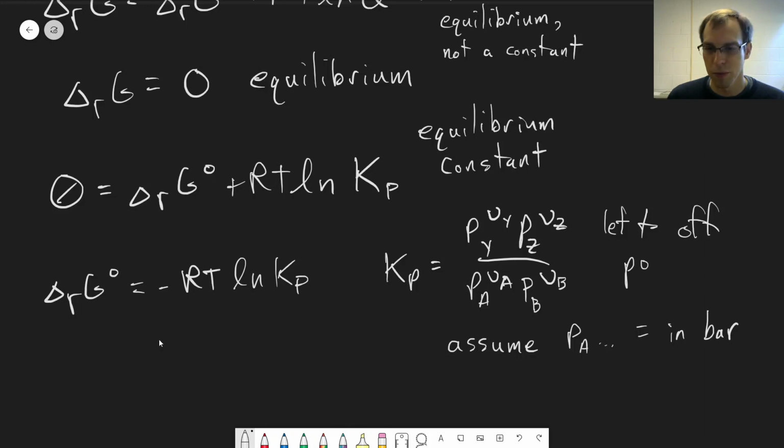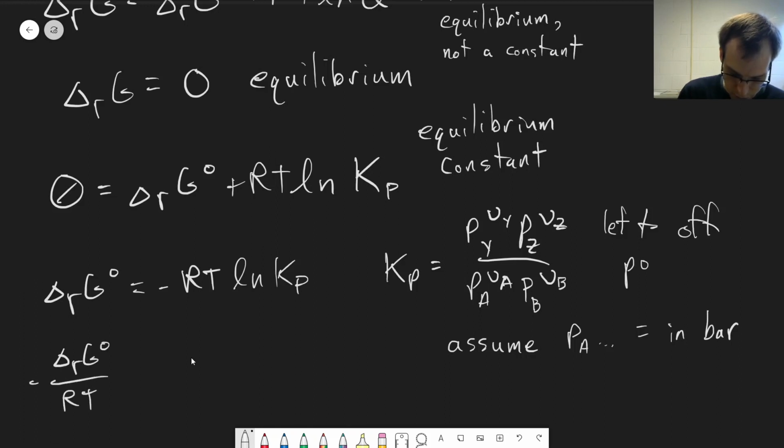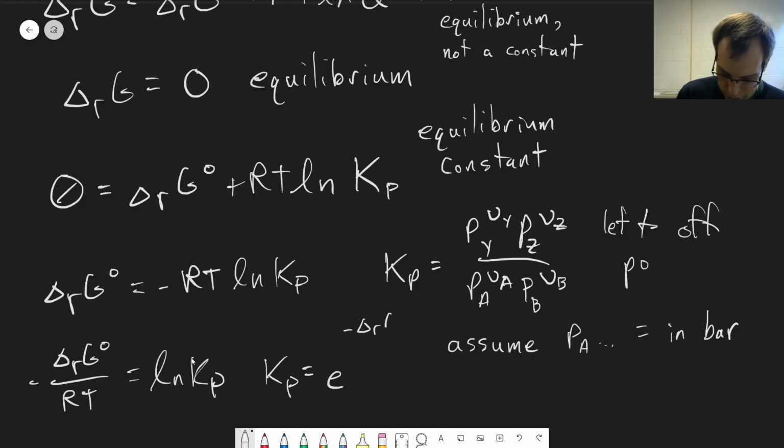And the other thing is that we can rearrange this equation, right? If we divide by negative RT, we get negative delta G naught over RT is equal to natural log of Kp. Or we can say that Kp is equal to e to the minus delta G naught over RT. Right, so these are just two different ways of writing the same expression that relates the standard Gibbs energy change for a reaction to the equilibrium constant for a reaction. So this gives us a very practical way to find equilibrium constants. If we can calculate the standard Gibbs energy, we can calculate the equilibrium constant for a reaction, which can tell us a lot about how that reaction will proceed.